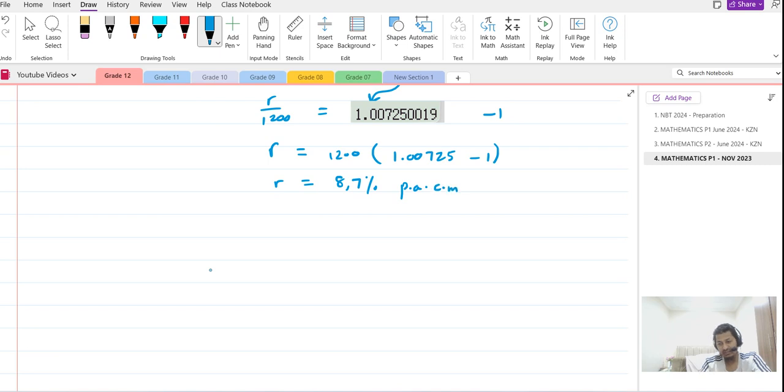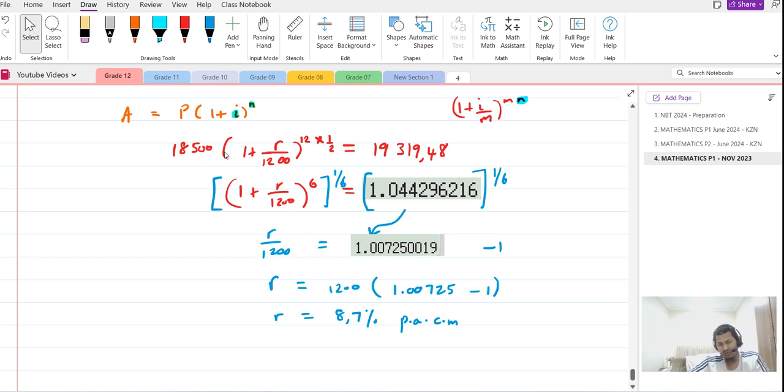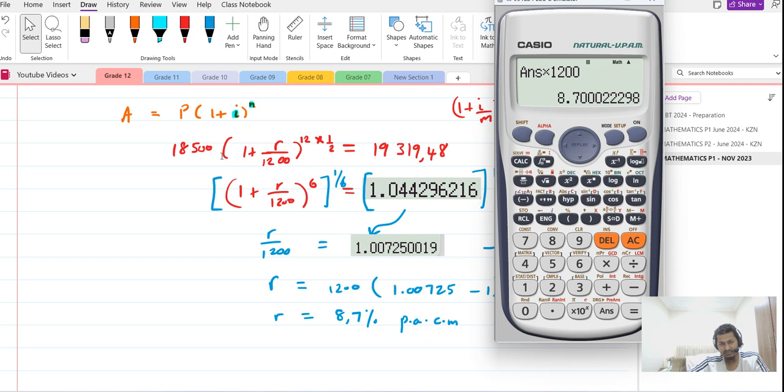compounded monthly. I hope you guys understand that, how to solve an equation. You can go and type this entire thing out in the calculator as is from the first line, and let's see if you get the same answer. So 18,500 into 1 plus put alpha x over 1200, remember to the power 6, put alpha equals 19,319.48 and press shift solve for x. I'm getting 8.7. Perfect. So you can even do that.